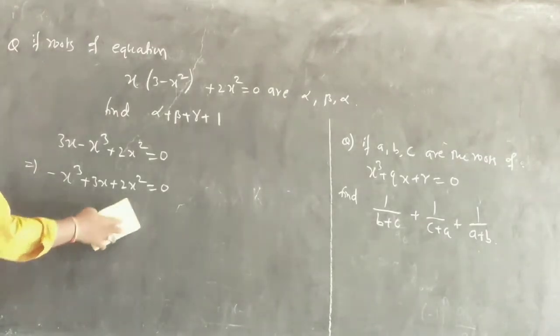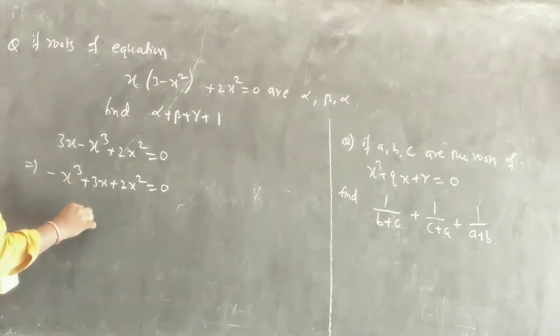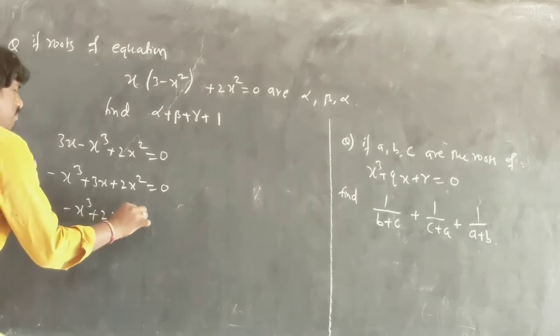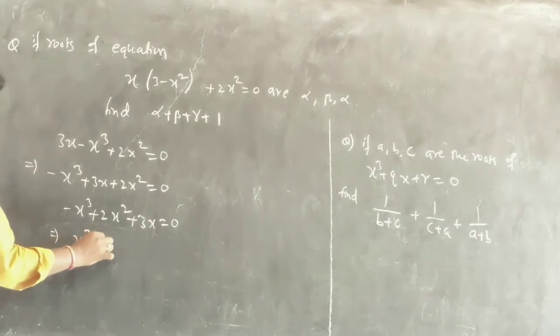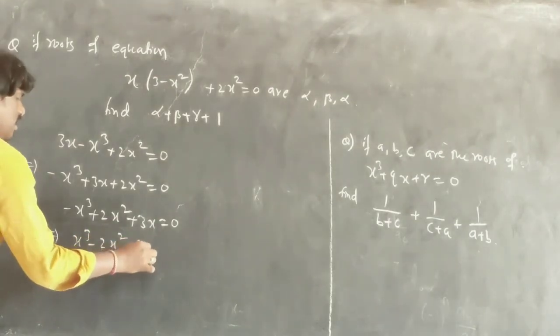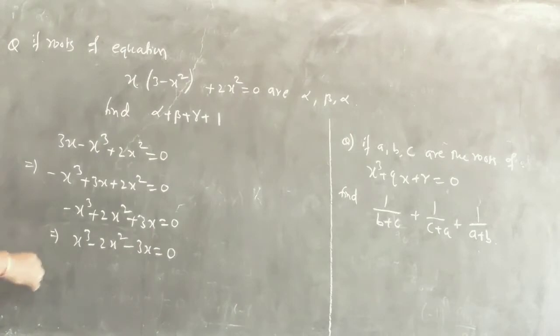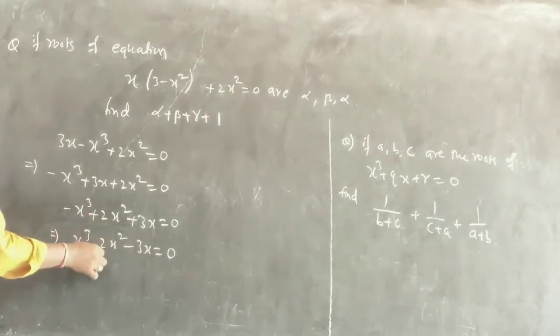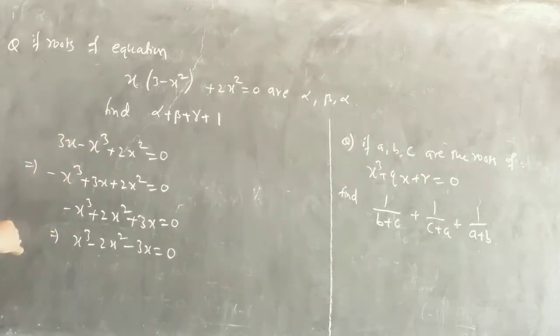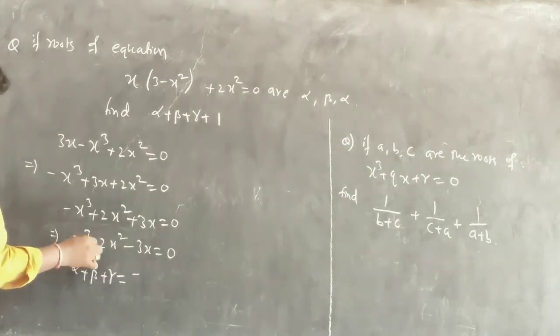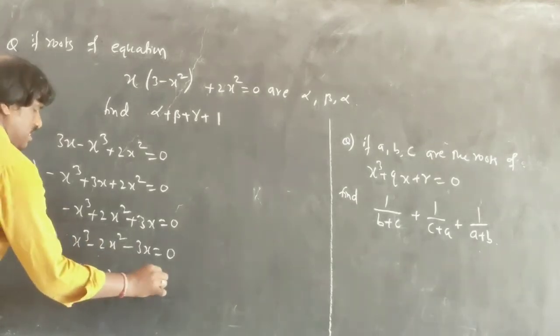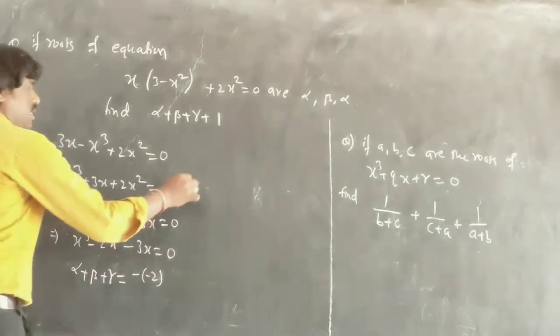First we have minus x cube plus 2x square plus 3x equal to 0. Multiply with a minus sign, so x cube minus 2x square minus 3x is equal to 0. This is the way you will get it. This will become positive, this is negative and this is negative. Now the sum of the roots alpha plus beta plus gamma is equal to minus of this by this. Already I gave the formula in the previous lecture.